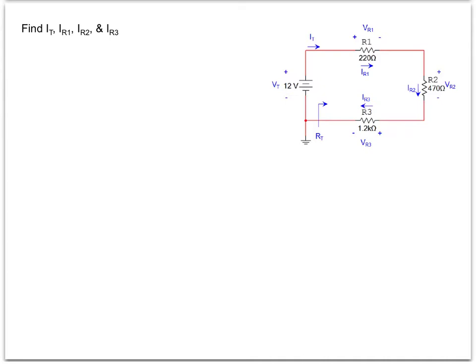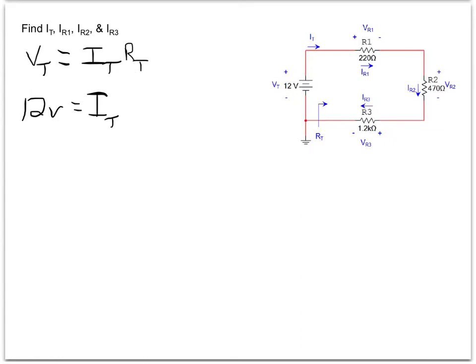Let's first find the total current. The total voltage equals the current of the total times the total resistance. So we can see here in our picture the total volts is 12. It's clear, it says 12 volts. That means this is the battery here. The total current is what we're trying to find. We don't know what that is, so we're just going to put an I sub t.